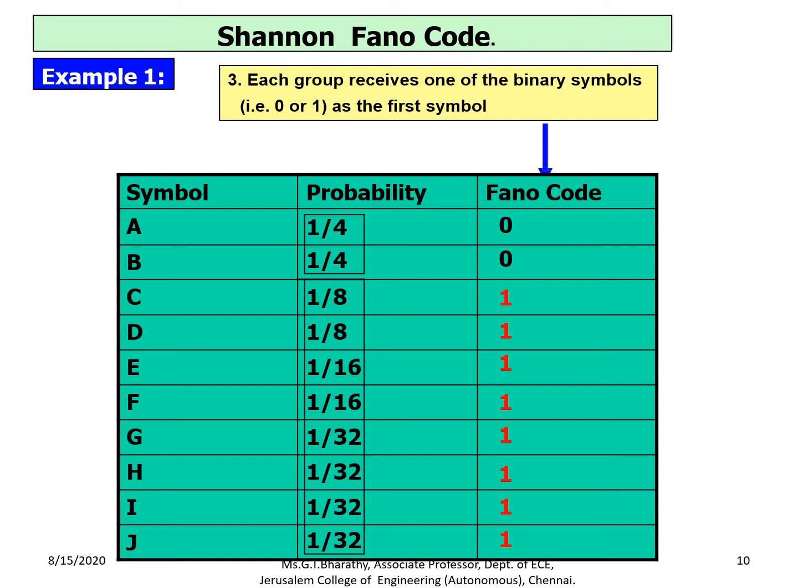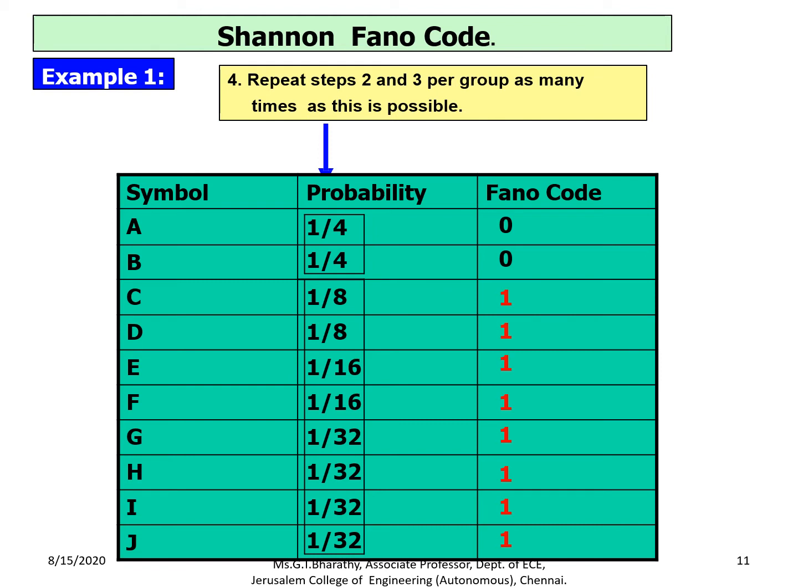A similar step has to be continued further till we don't have any groups left to divide. So what is the fourth step? Repeat steps 2 to 3 as many times as possible.